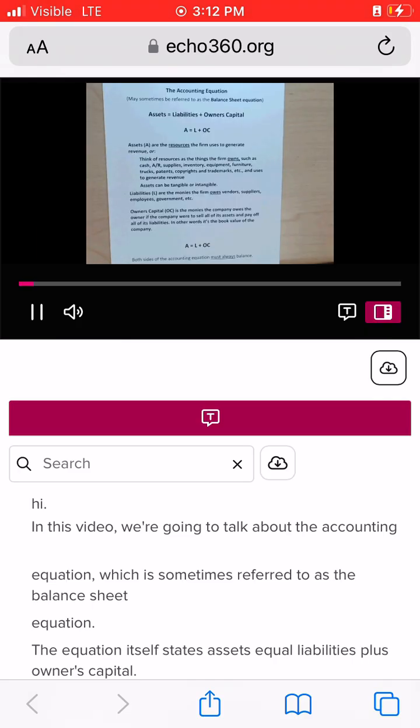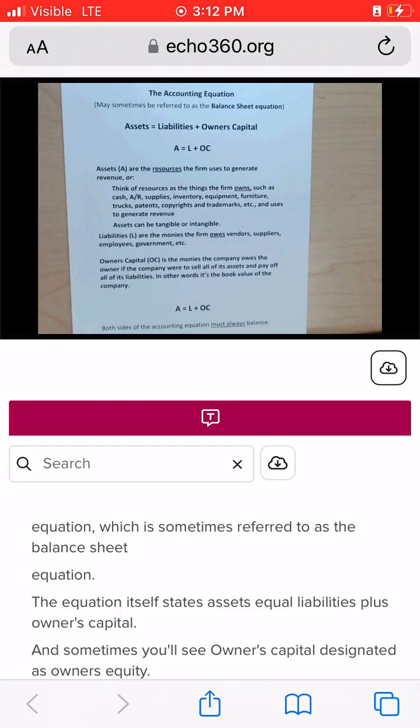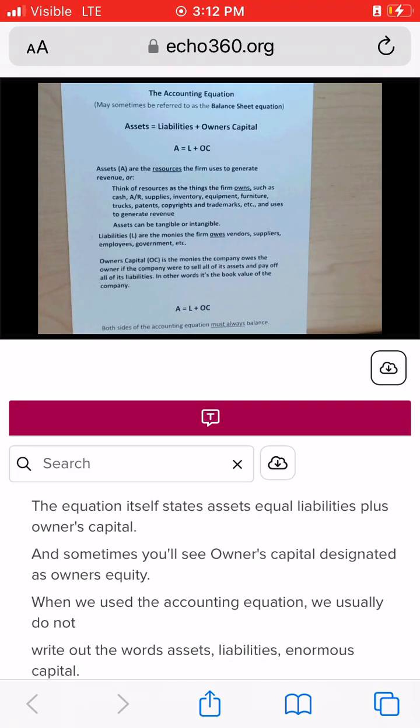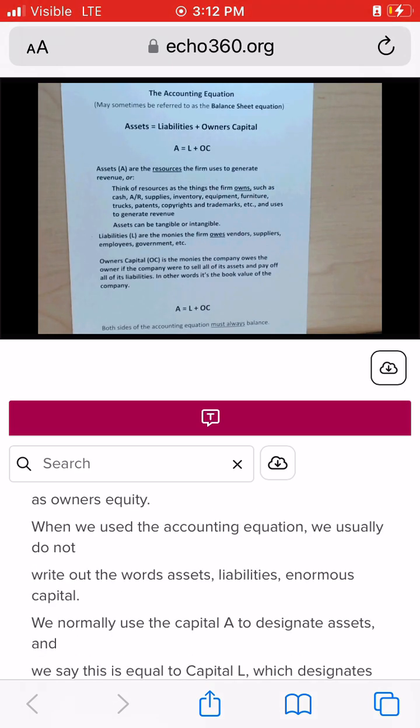When we use the accounting equation, we usually do not write out the words assets, liabilities, and owner's capital. We normally use the capital A to designate assets, and we say this is equal to capital L, which designates liabilities, plus capital C, which designates owner's capital.